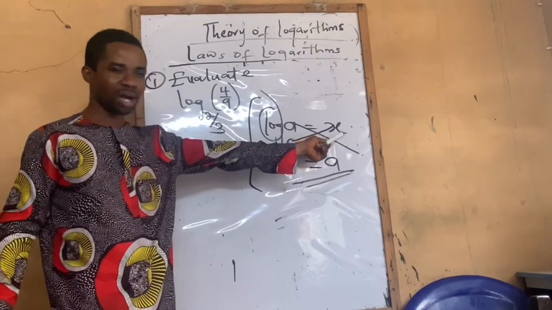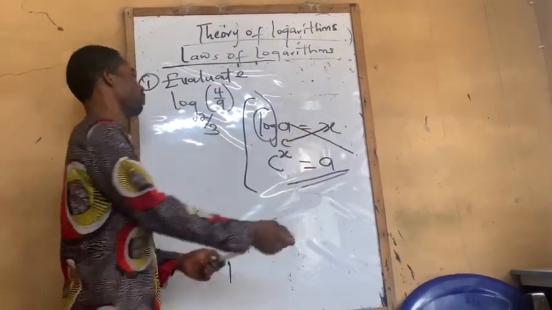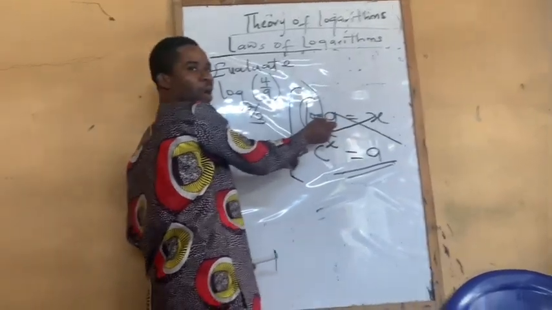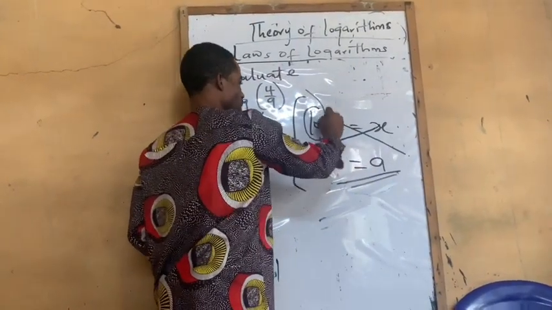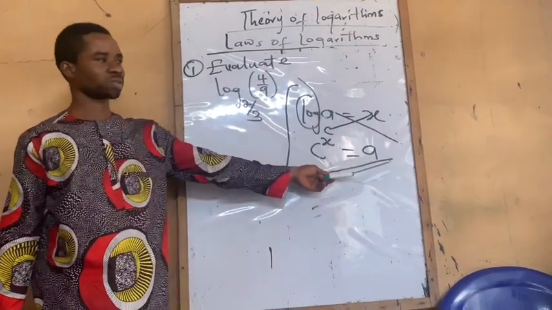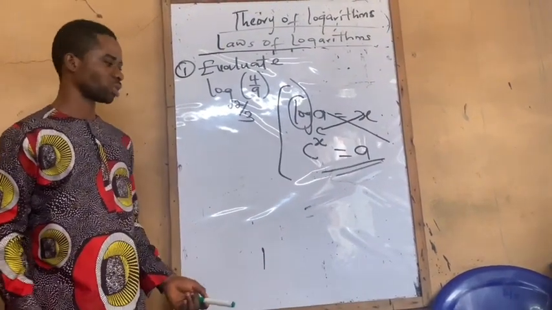Equate it to a letter, most times X. Bring this X here to become the power of this base. And whatever is left, bring it out and equate, separating them. So it has come to indices. It changed logarithms to indices.